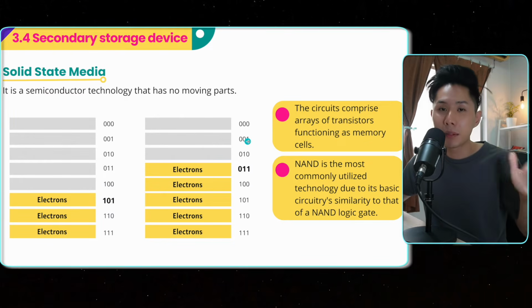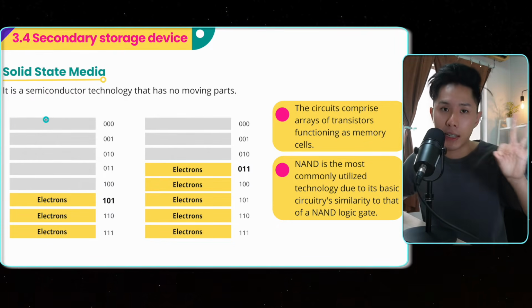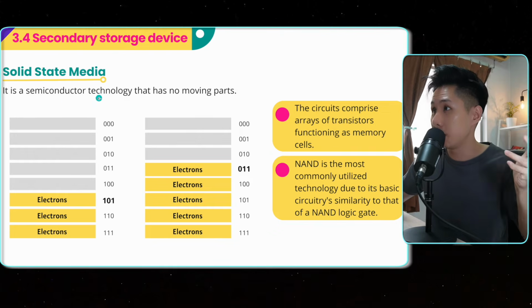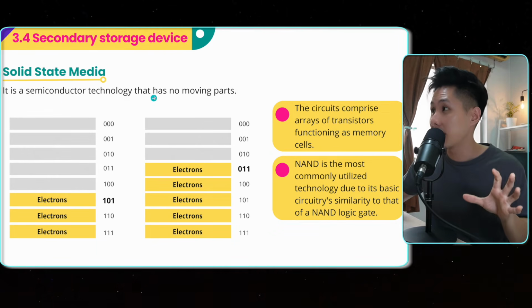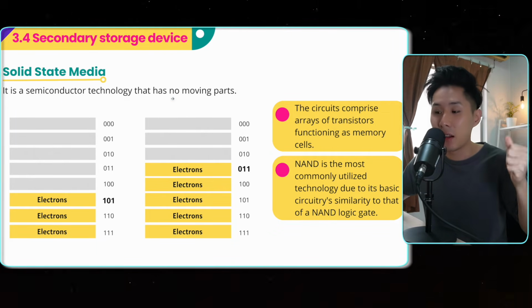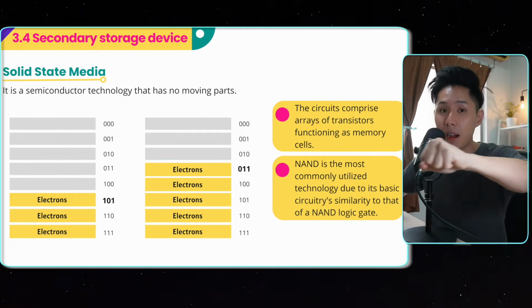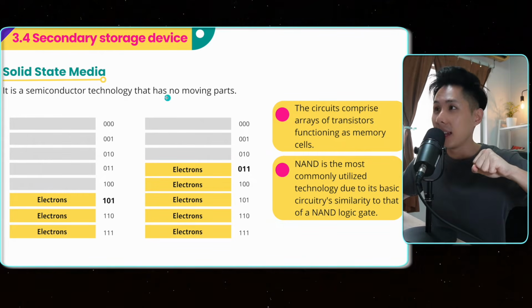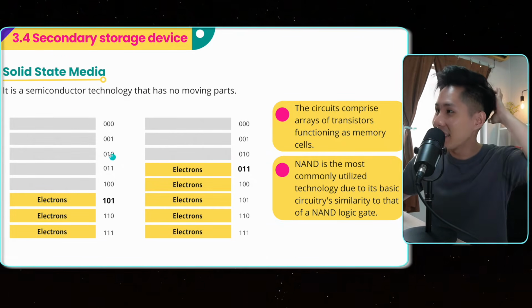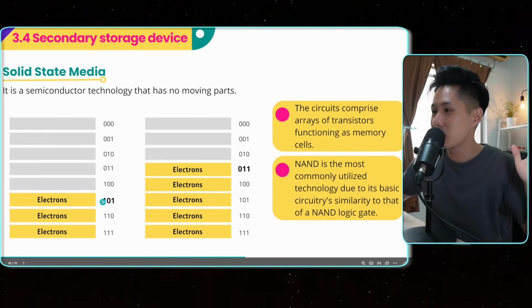Alright, so that's optical media. Let's look into the third type of secondary storage device called solid state media. It is a semiconductor technology that has no moving part. So as compared to a hard disk drive, where there's a moving part to read data 0 and 1, it has nothing to move. And how it works is that I created this illustration.